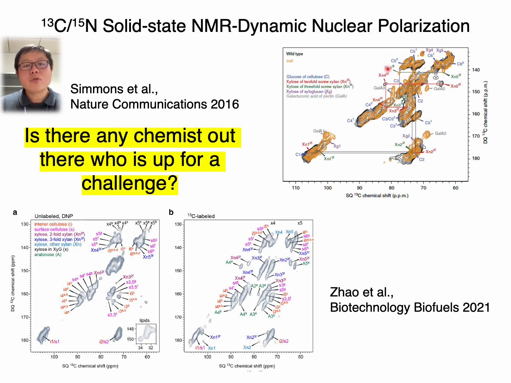Now, this spectrum shows the overlay of a wild type and a cell wall mutant, and it's clear that the xyloglucan polymer in the cell wall mutant is deviating from the wild type, as marked by the dark color contour here. Furthermore, by improving the NMR sensitivity using dynamic nuclear polarization, it is even possible to perform this analysis without using any isotope.